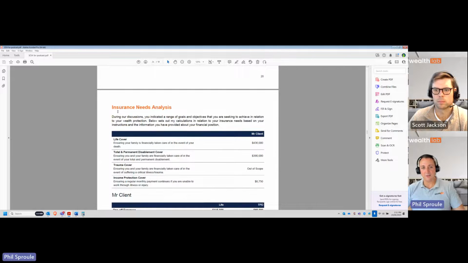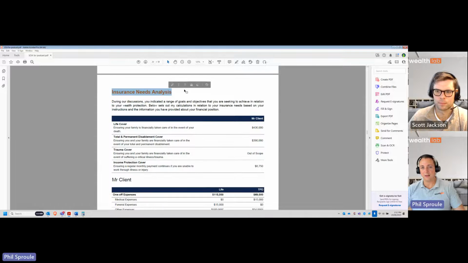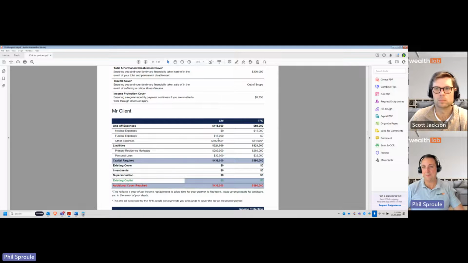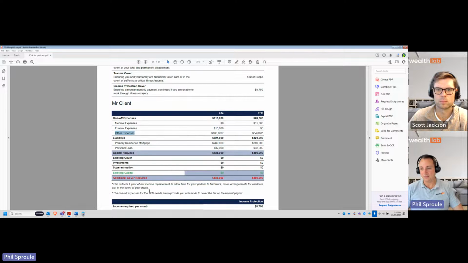But the next thing here is whenever we're giving insurance advice, we're generally undertaking what's called an insurance needs analysis. This will give you a breakdown of how we came up with the amounts that you should be insured for. In this case, we've got one-off expenses, which is made up of things like medical expenses and funeral expenses. And then you can see other expenses. If I've used other expenses, I'll generally put some notes down the bottom here about what that actually means. In this case, it's a bit of income replacement because one partner wasn't working, so it'd give her time to find work. And then there's also, a little known fact, total and permanent disability insurance.